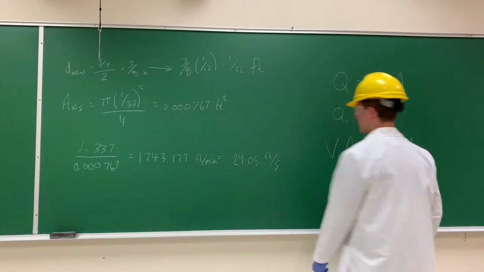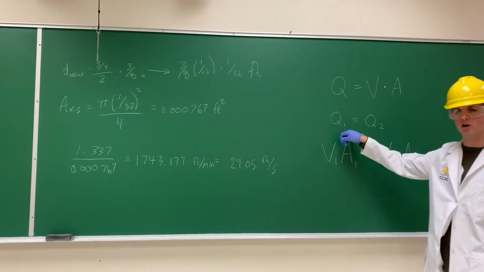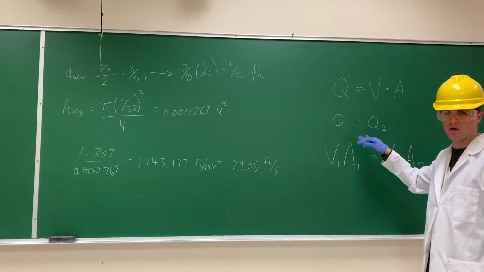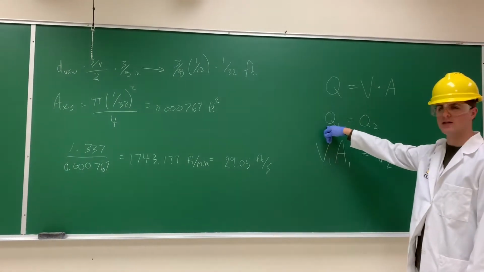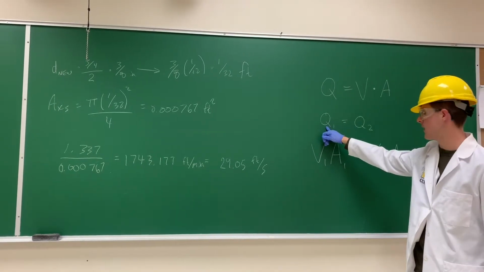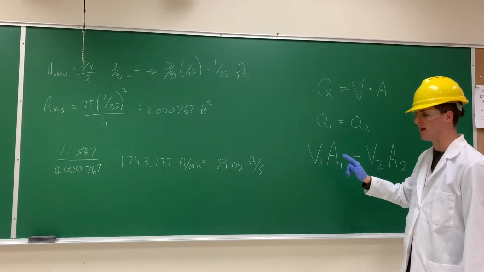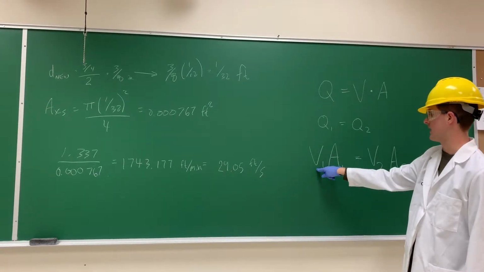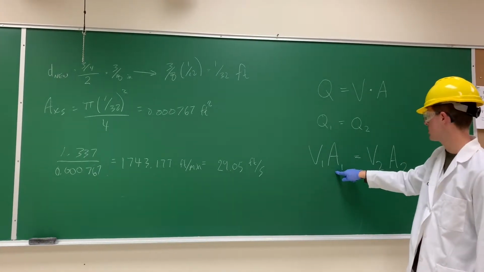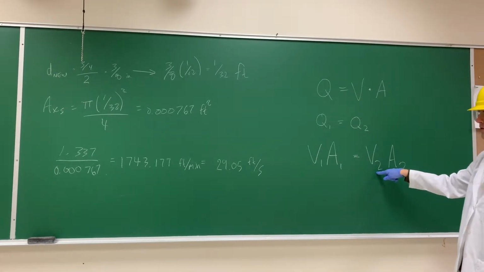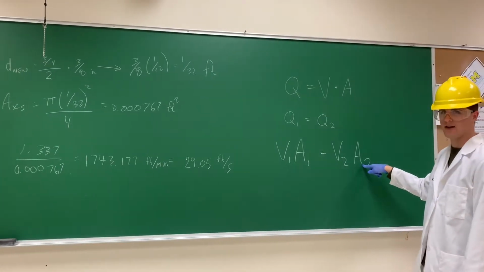We know, according to the law of conservation of mass, that our volumetric flow rate has to remain equal no matter what. If we take our Q, or our volumetric flow rate, we break it down, it's our velocity times our area. So that means anywhere in the hose, our velocity of one section times the area of one section has to be equal to the velocity of the next section times the area of the next section.